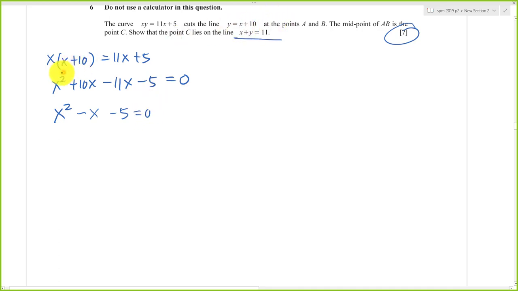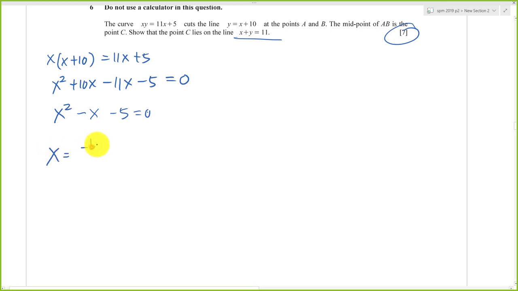Sub x plus 10 into here, x squared. Because normally in this topic you won't have the decimal, but I think we have some exception here. We'll get decimal, it's fine. Does this question tell you to show the exact value, or can you leave it as a decimal? Yeah, depends what you like.